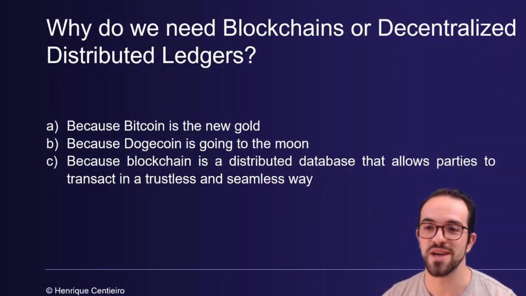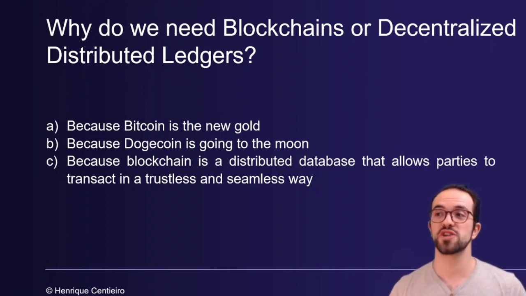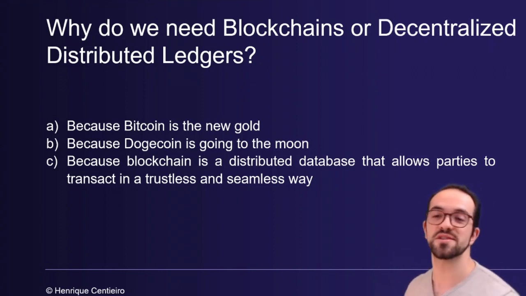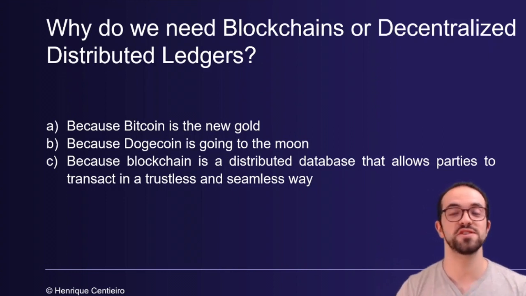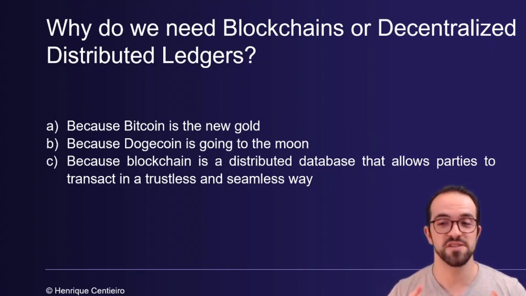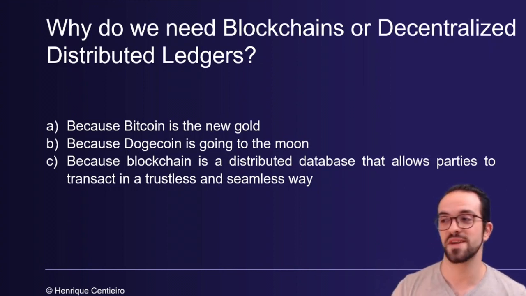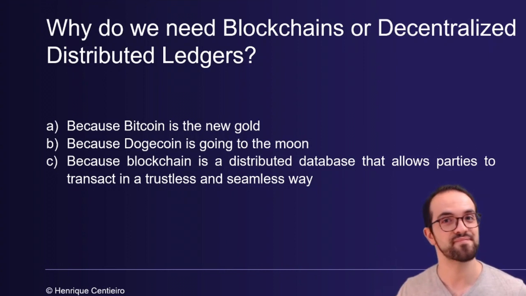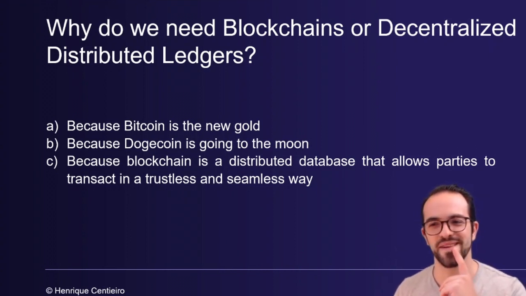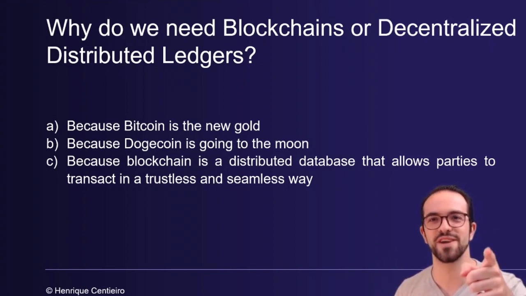Let's ask now a quick question. Why do we need blockchains or decentralized distributed ledgers? Is it because Bitcoin is a new gold? Is it because Dogecoin is going to the moon? Or is it because blockchain is a distributed database that allows parties to transact in a trustless and seamless way? This one is hard to reply, right? It's because Dogecoin is going to the moon.